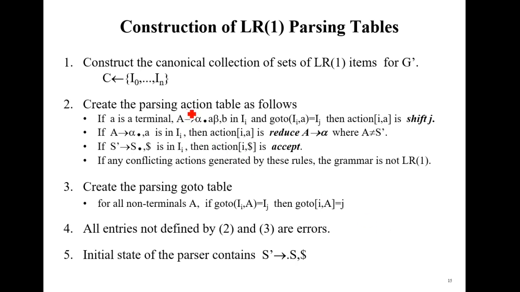For computing action table, there are three rules. See, in every goto function, we have input state and output state. See, if the input state is Ii, we have to see the ith row and A column. A is the symbol.